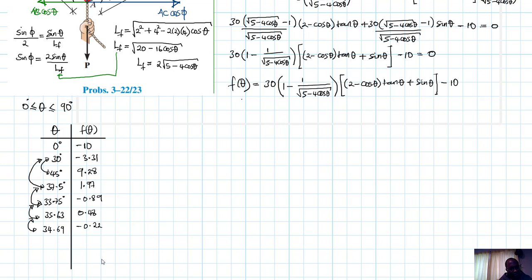Okay, so let's get the average again. Those are the smaller than 34.69 plus 35.63. This divided by 2. We have 35.16. Let's plug this in. I know this can be tedious, but this is one of the methods when we are using hand calculations.